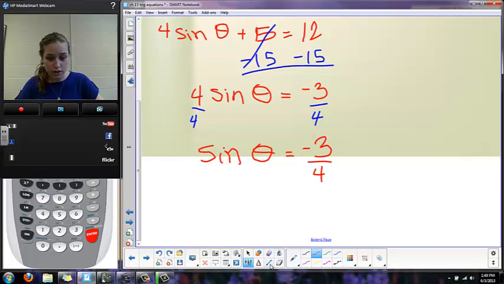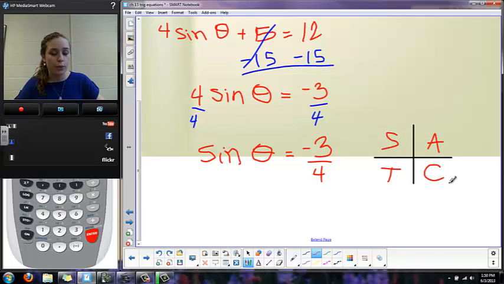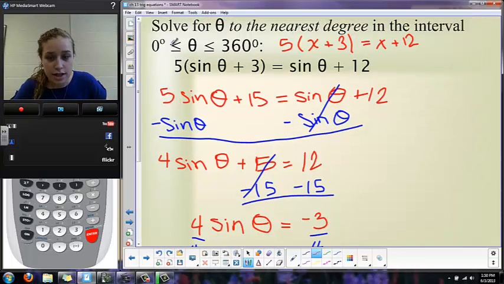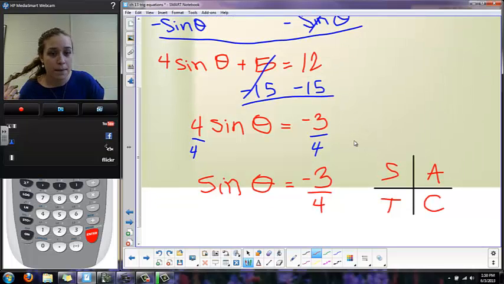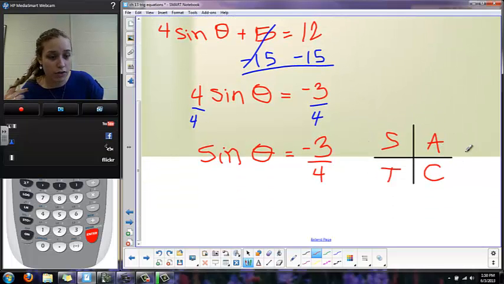So let's take a look. Let's think about it. Where are my answers going to be in the quadrants? All students take calculus. This is really important, John, that you write it out every single time and circle where your answers are going to be, okay? So this question said solve for theta in the interval between 0 and 360, meaning I could have an answer in all 4 of the quadrants.